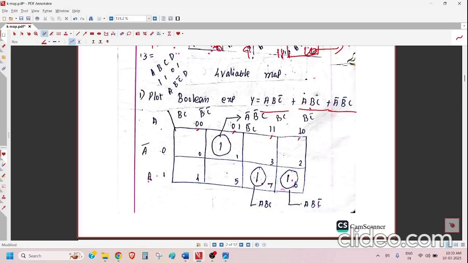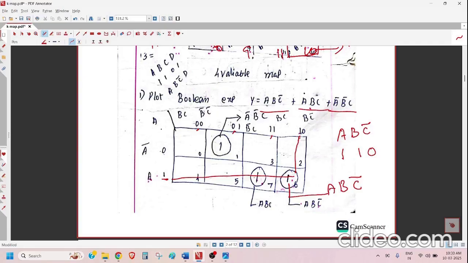So first you have to represent the A B C bar. That means what is the value? A is equal to 1, B is equal to 1 and C bar is equal to 0. So we need to plot 1 1 0. Where is it? This side 1 will be there and 1 0 will be there, so this side. So the meeting point of this and this will be the A B into C bar.